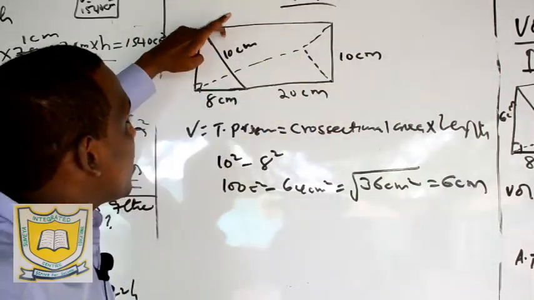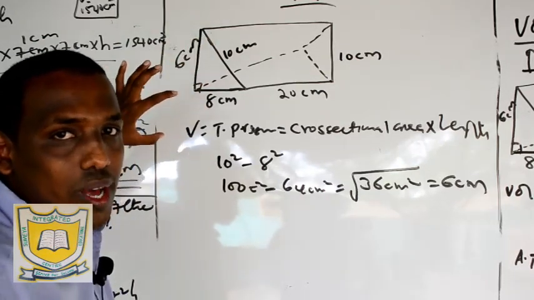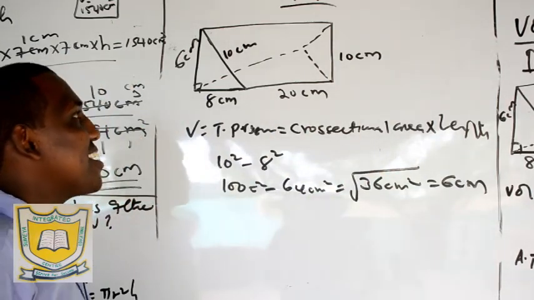So here is 10, here will be 10. 8 times 8, 64. 10 times 10, 100. Subtract now, 100 minus 64, 36. Square root of 36, it's 6. Now we can find it the way we did now.